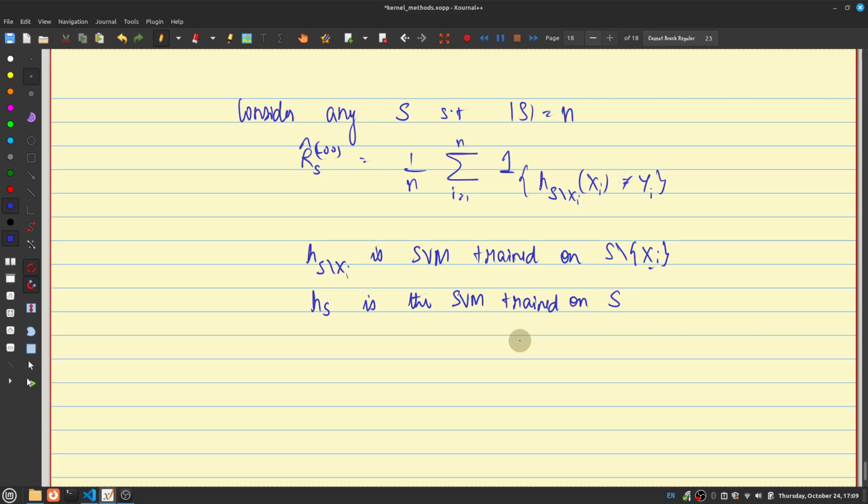Now, when can you say that HS is equal to HS minus XI? If XI is not a support vector, then HS is going to be equal to HS minus XI. So for every i such that XI is not a support vector, what will this quantity be equal to? It will be equal to zero, because HS is guaranteed to classify all of the points correctly. So every time XI is not a support vector, HS minus XI is equal to HS, and therefore it classifies XI correctly.